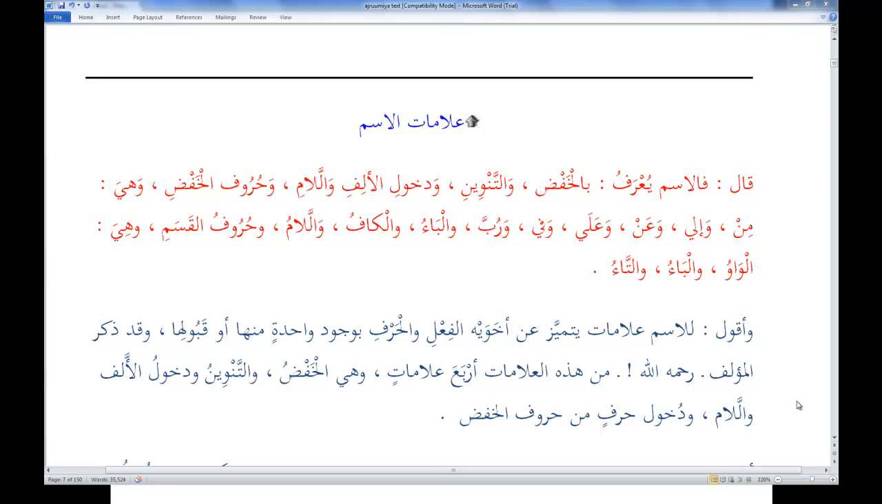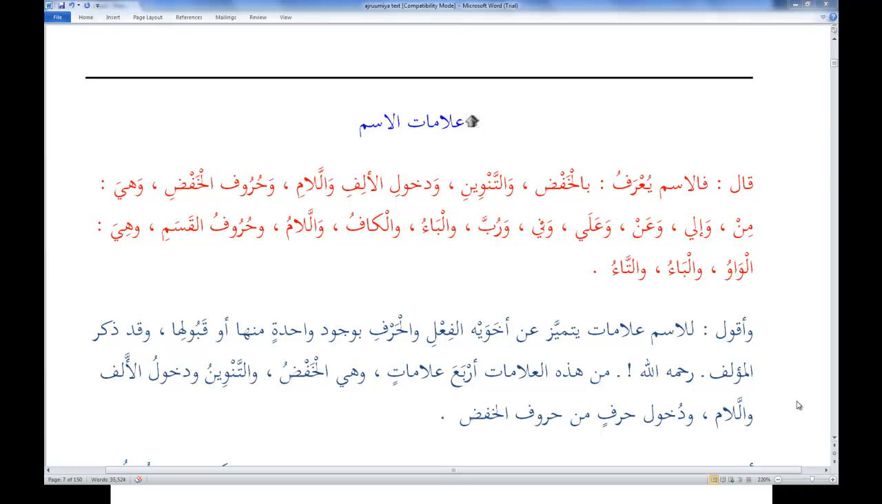وقد ذكر المؤلف رحمه الله, and the mu'allif, who is Abu Abdullah Muhammad bin Dawood as-Sinhaji, may Allah subhanahu wa ta'ala have mercy on him, has mentioned this. He says, من هذه العلامات أربعة. From these signs are four that we need to have, وهي, and they are الخفض, basically meaning the jar, the kasra, okay. والتنوين, and tanween, as we all know, comes at the آخر, the last letter of the noun. ودخول الألف واللام, and the fact that the noun would accept alif and lam at the beginning. So for example, al-bayt, al-masjid, the al is alif and lam, okay.